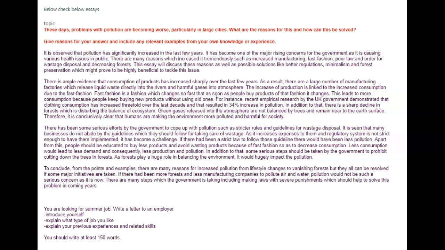"So this leads to more consumption because people keep buying new products without using old ones. For instance, recent empirical research by the UK government demonstrated that clothing consumption has increased threefold over the last decade, and that resulted in a 34% increase in pollution." Here you wanted an "a." "In addition to that, there is a sharp decline in forests, which is disturbing the balance of the ecosystem. Green gases released into the atmosphere are not balanced by trees and remain near to the Earth's surface. Therefore, it is conclusively clear that humans are making the environment more polluted and harmful for society." Okay, so those are some suggestions on how to improve this paragraph.